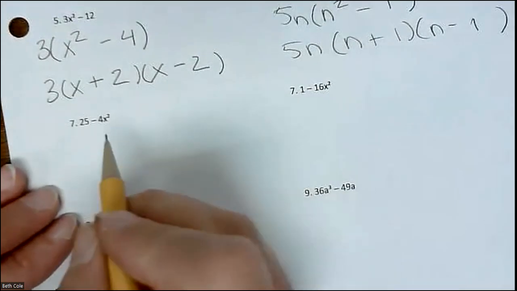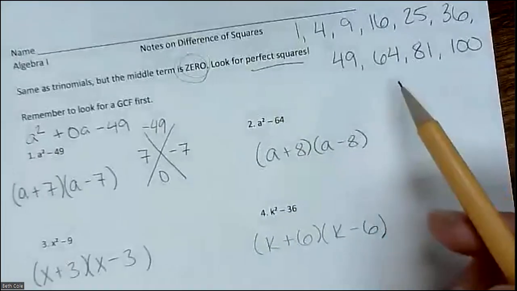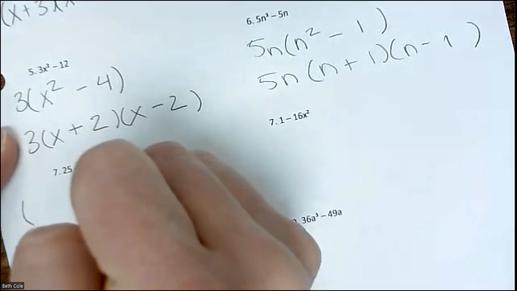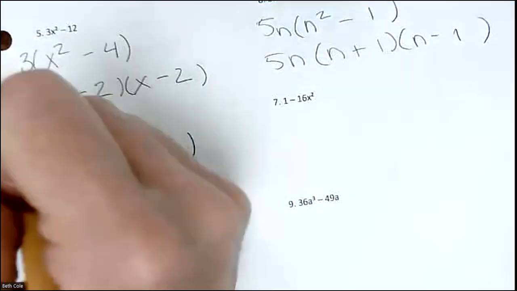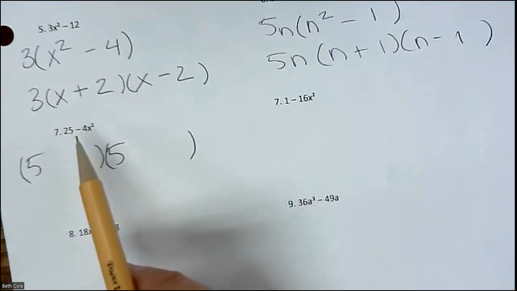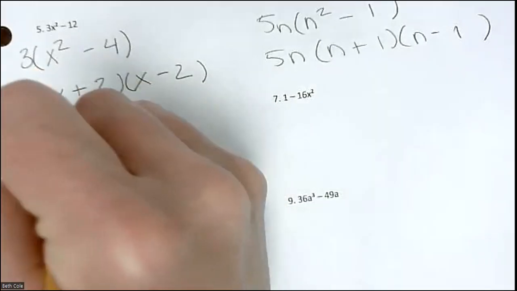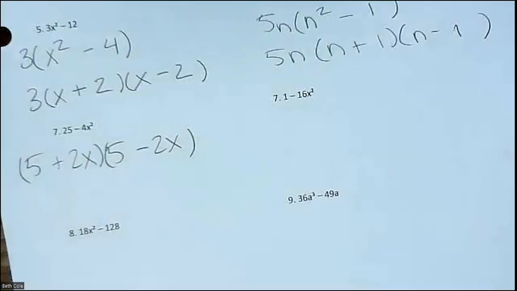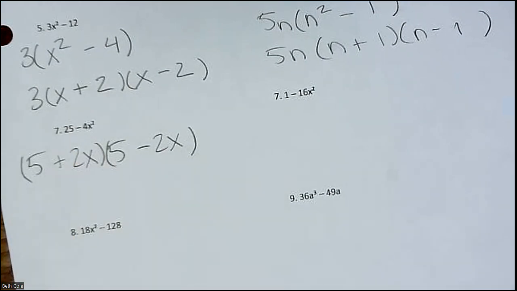All right. Look at this one. Do you see how there's a 25 and a 4? Those are your big clues because those are perfect squares. So draw your 2 sets of parentheses. How would you split up 25? Yeah, good. 5 times 5 is 25. How would you split up 4? 2, and then there's also an x. Good. So it's plus 2x and minus 2x. Again, the reason 1 is plus and 1 is minus is because you see how there's no x term in the middle, 0x? When one's plus and one's minus, they cancel out.